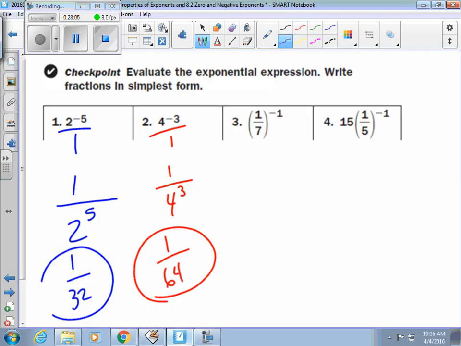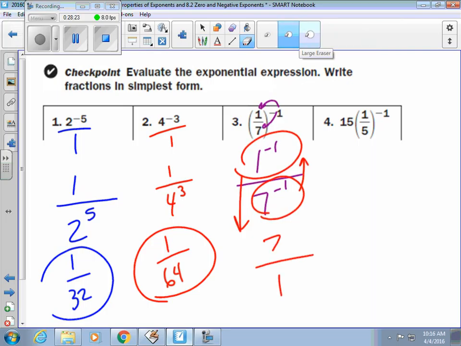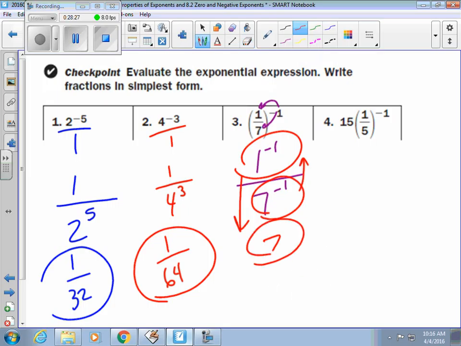So if you think of it that way, it's like distributing 1 to the negative 1 over 7 to the negative 1. Both of them have to ride the elevator. This one has to go down. This one has to go up. And it becomes 7 at the top over 1 at the bottom. Remember, there's no reason to write anything over 1, so it's simply 7.